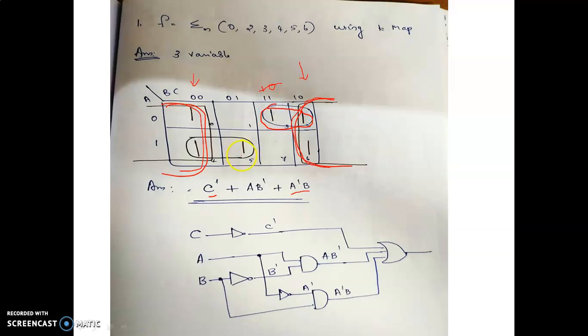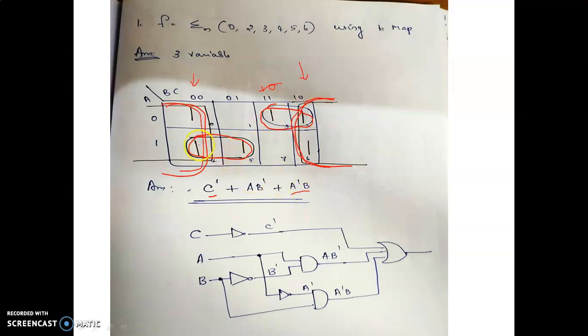Similarly, this one is also grouped to this one. So again you will get two pairs. Okay, so what is the representation of this pair? This pair, A is 0, hence it is A bar. And for this, when you look at the BC values, it is B. Okay, so it is A bar B.